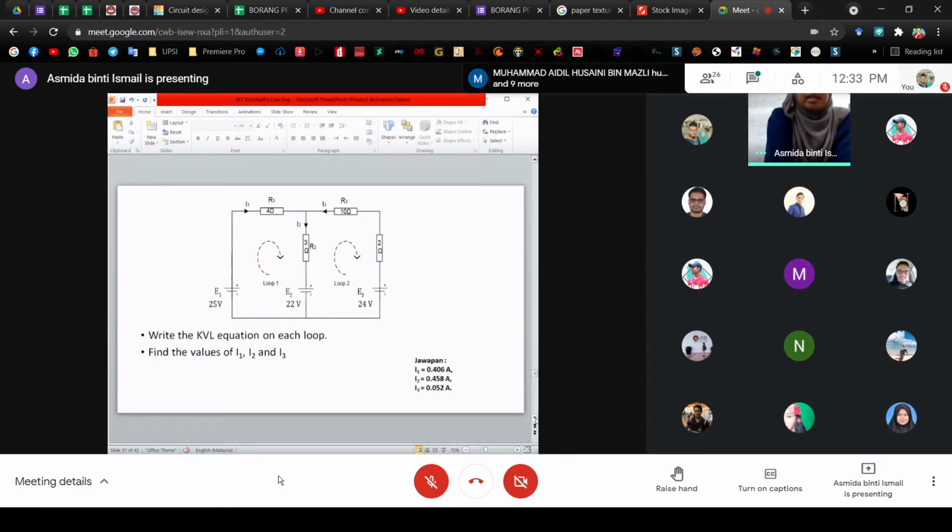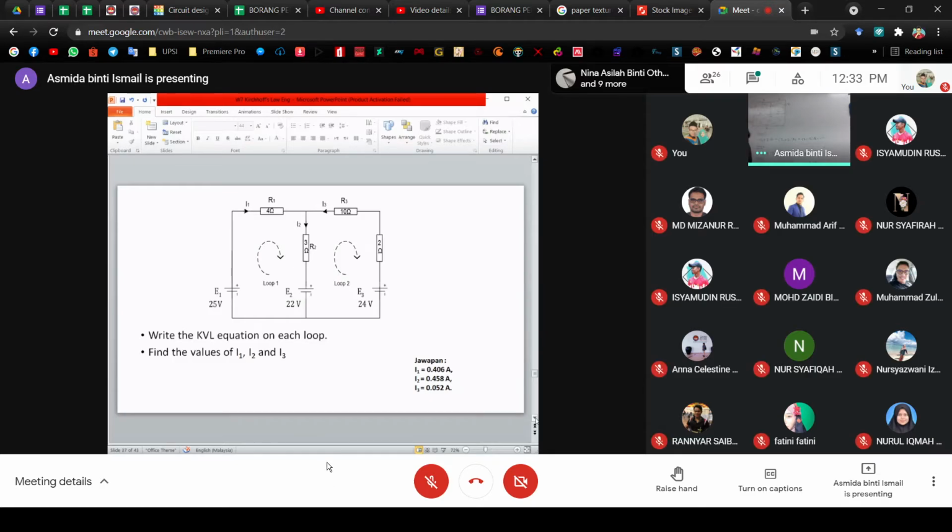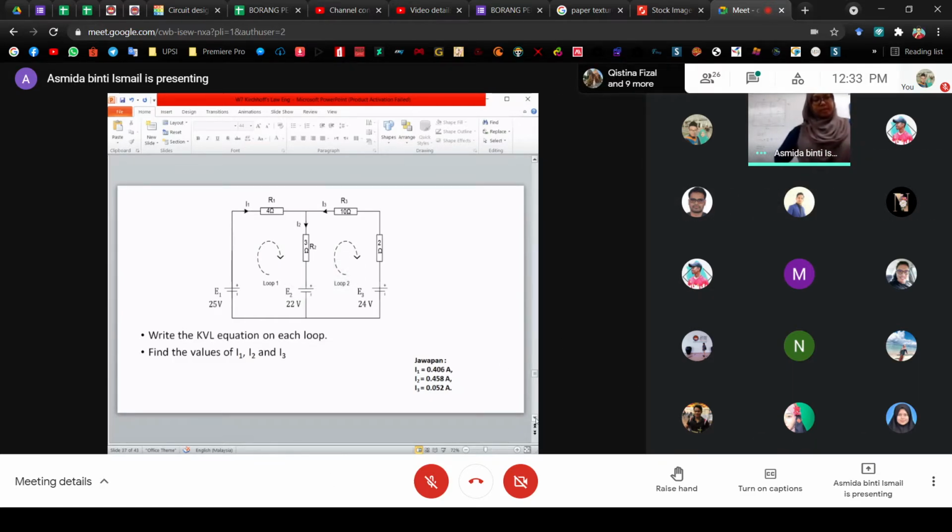Okay, I want you to try this question. Tak ada jawapan kan? So try this question. So buat this question. Loop 1 and loop 2. Cuba buat soalan ni. Try this question. Find the value for I1, I3 and I2.